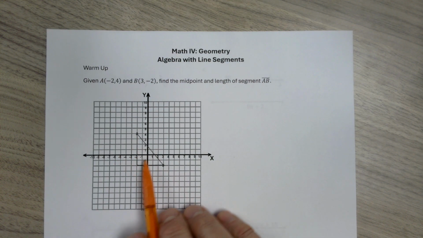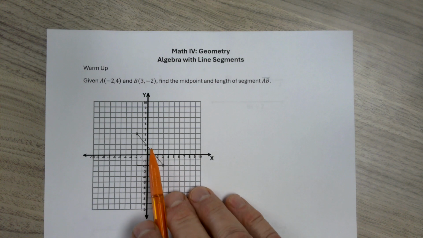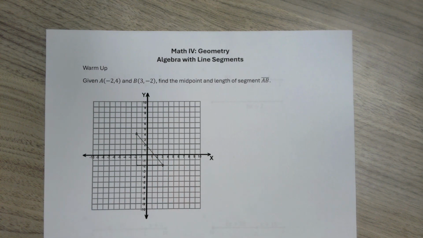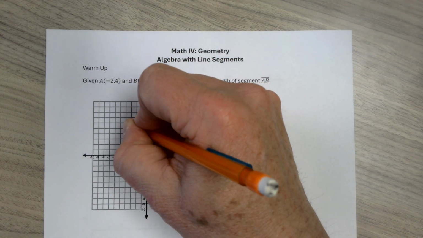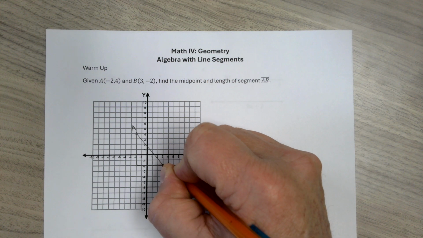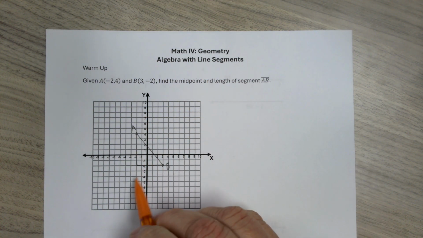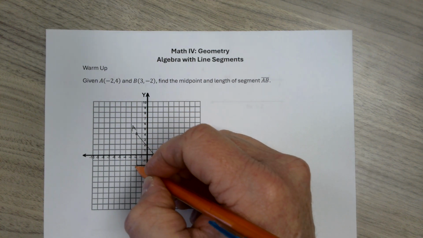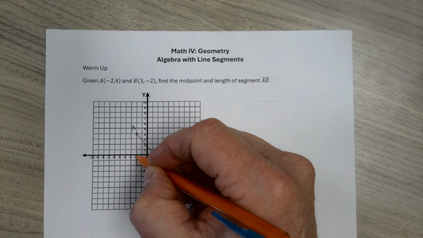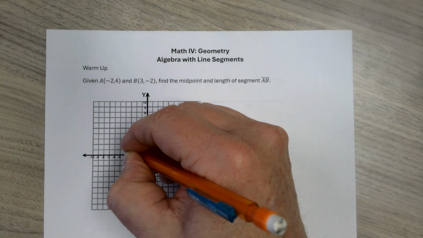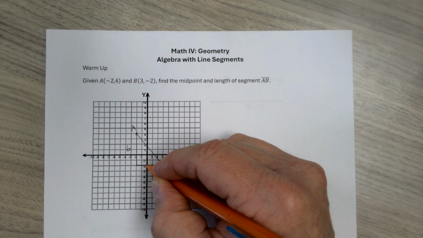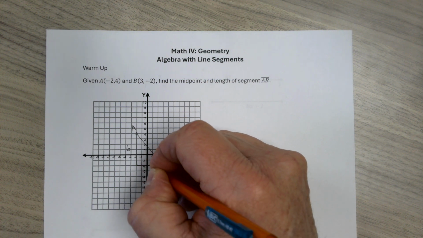Alright, so here are the 2 points, so -2, 4, and 3, -2. Went ahead and connected them, so this is our line segment AB. To find the midpoint, we have a couple of options. I'm going to count the length of this side. 1, 2, 3, 4, 5, 6, so that's 6. This is 1, 2, 3, 4, 5, that's 5.